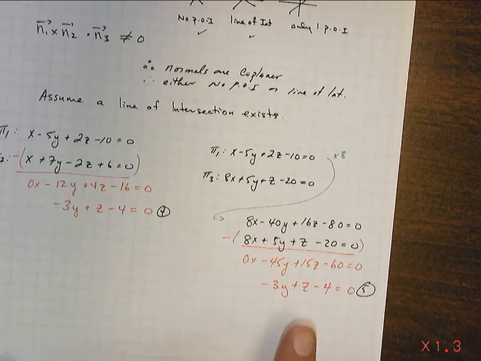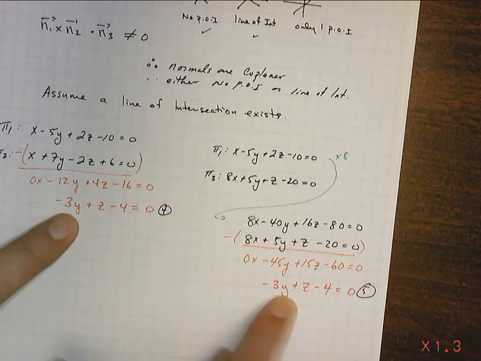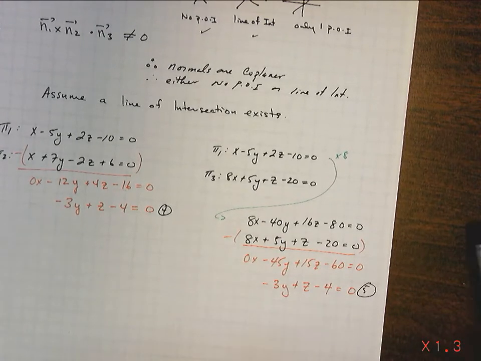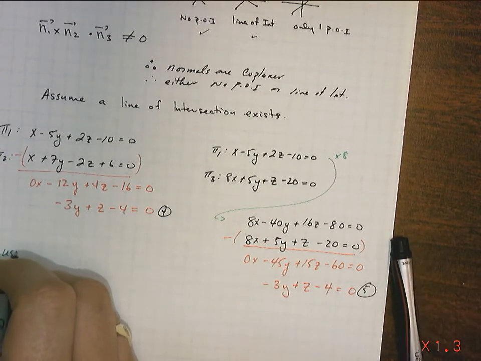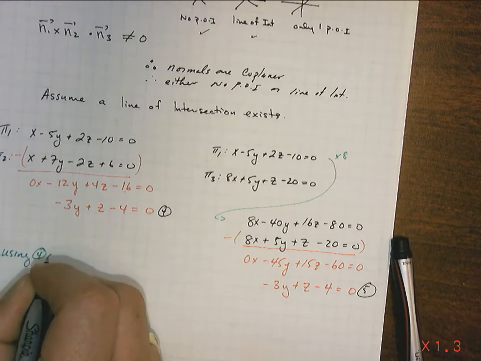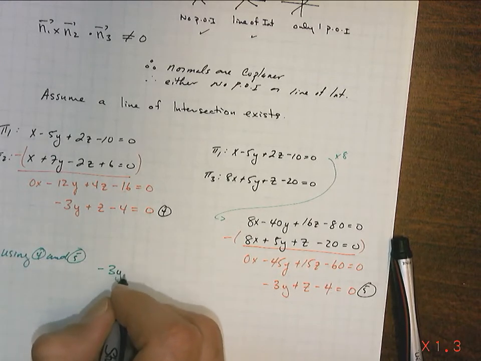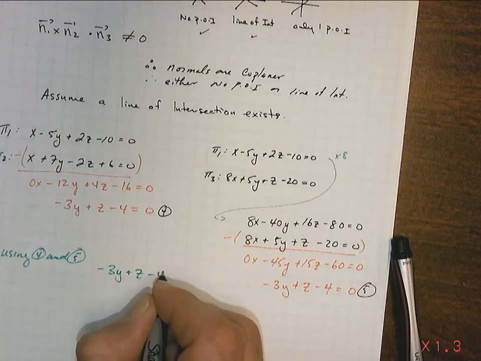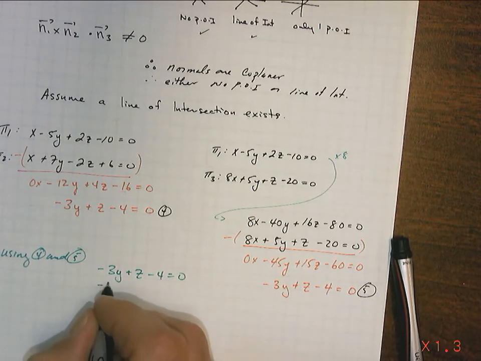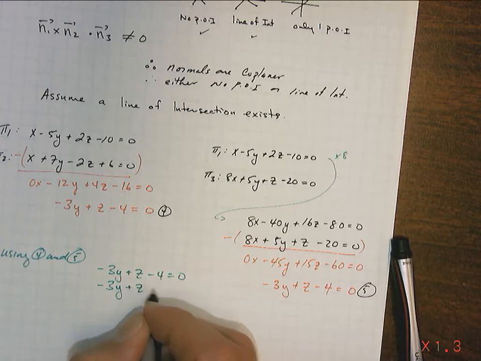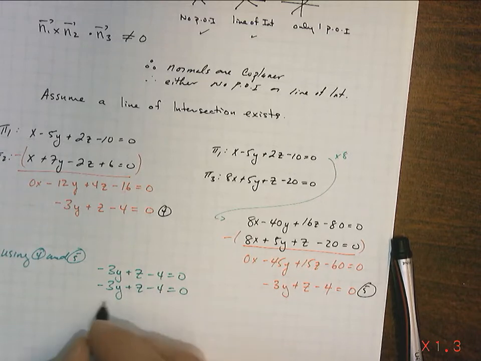So then I'm going to take equation 5 and equation 4, and I'm going to put them together and see what I got. Using 4 and 5, I'm going to get negative 3y plus z minus 4 equals 0.